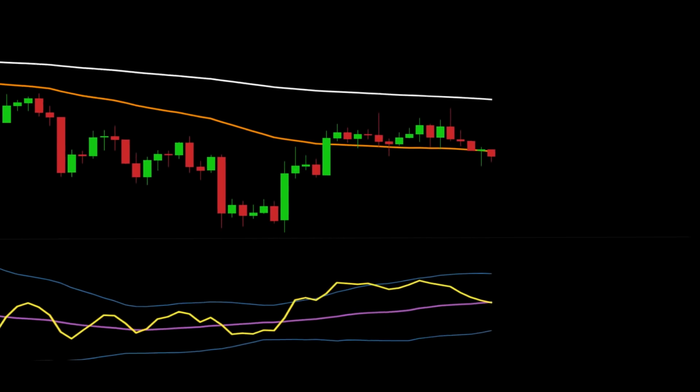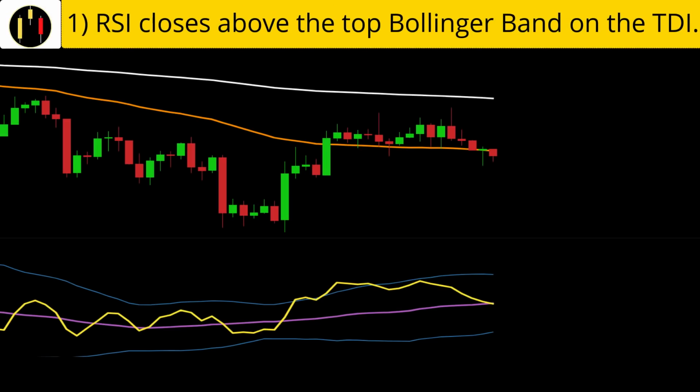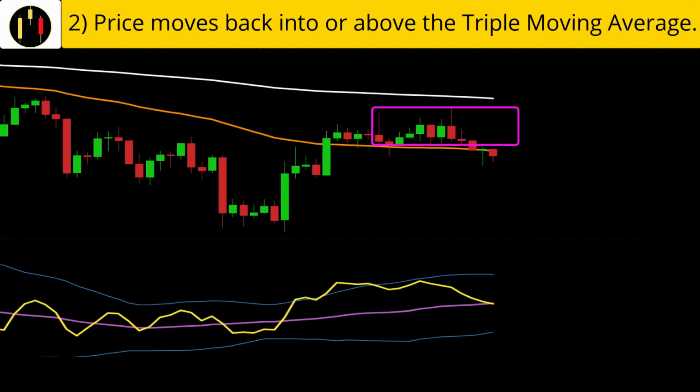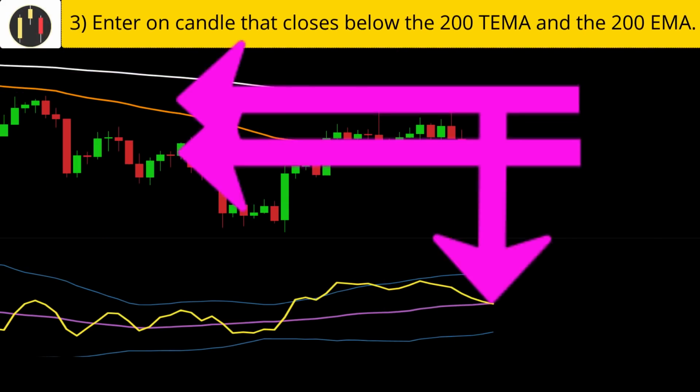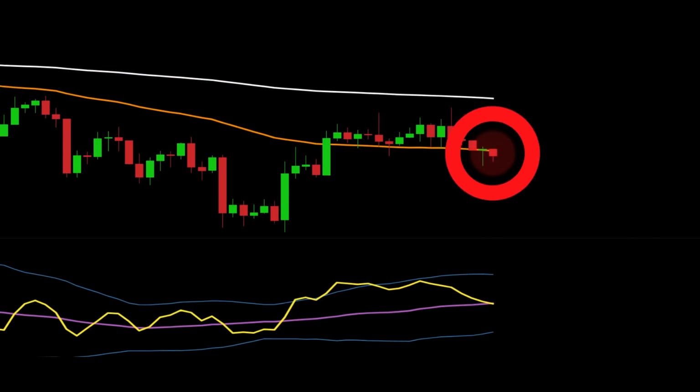Now we flip to shorts. This is what I will test for shorts. First, the RSI closes above the top Bollinger Band on the TDI. Second, price moves back into or above the 200 triple exponential moving average. Third, a candle must close below the TEMA and the 200 EMA. All of that happens on this candle here. That is our trigger candle.